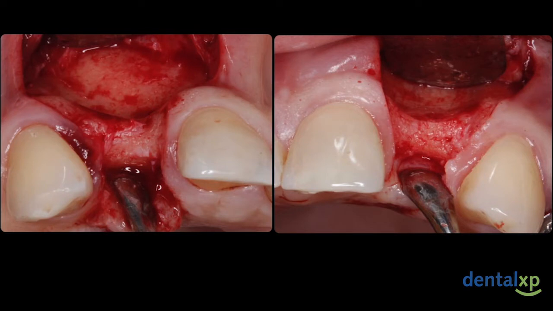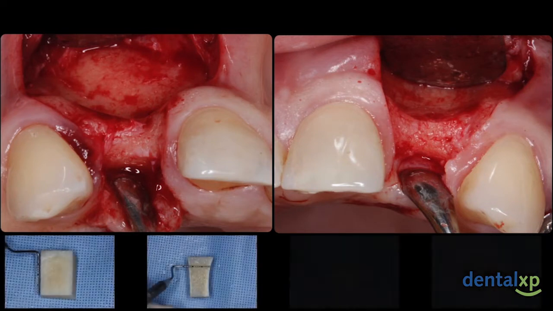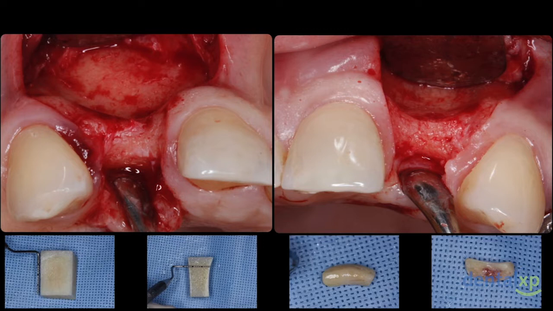Nevertheless, we proceed with the case as planned. We went for an allogenic block for the right side and autologous ramus block graft for the left side. And if we look at the occlusal views of the site intraoperatively, they have 2 very similar defects in the area.